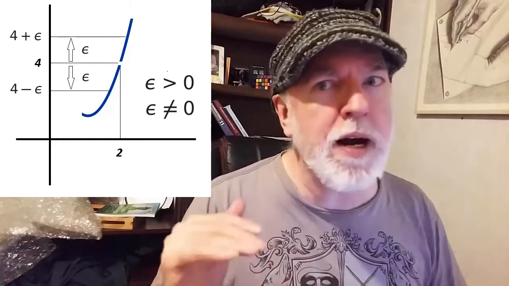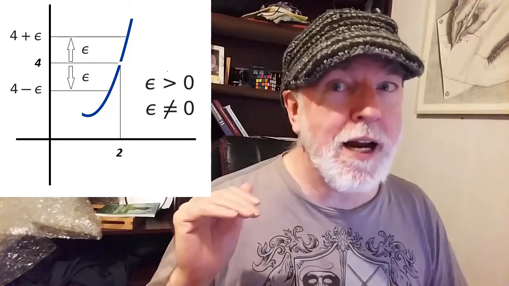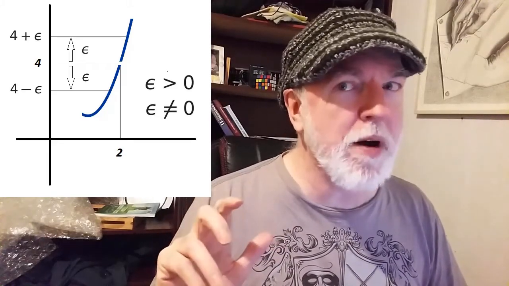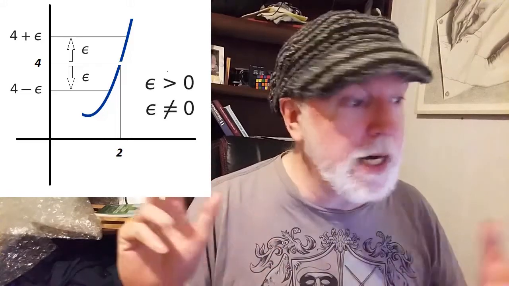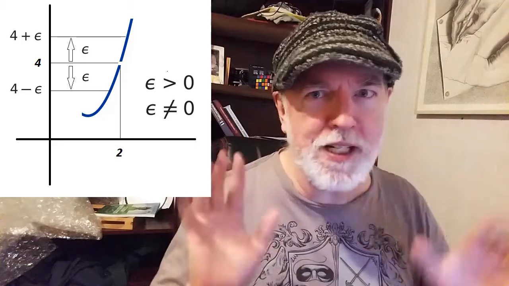So when we say, how close do you want to be to 4? You can't say, well, I want to be right on top of it, because epsilon has got to be greater than 0. It's got to be positive. But otherwise, the sky's the limit. Or just the opposite. Never forget what I said about limits.